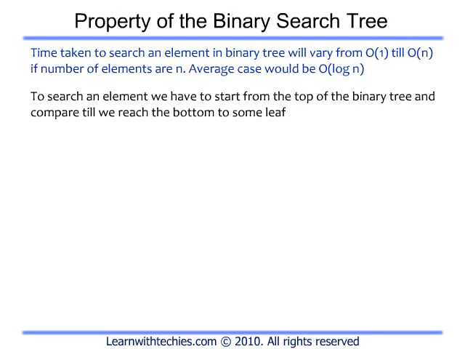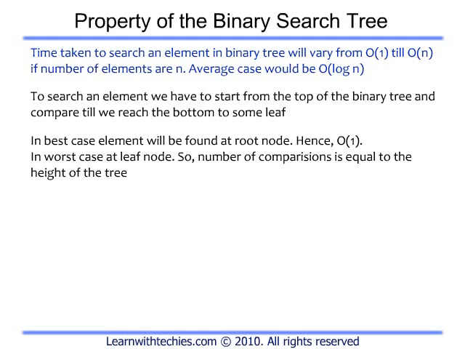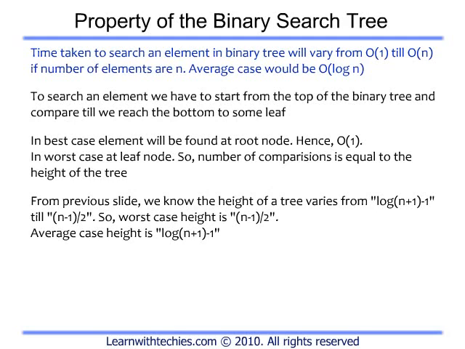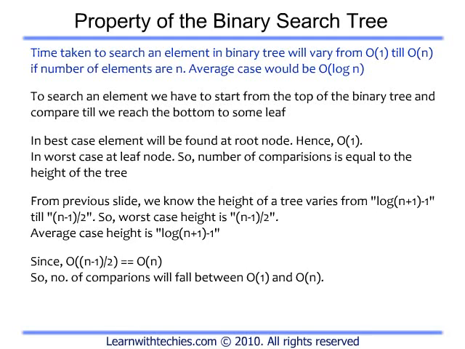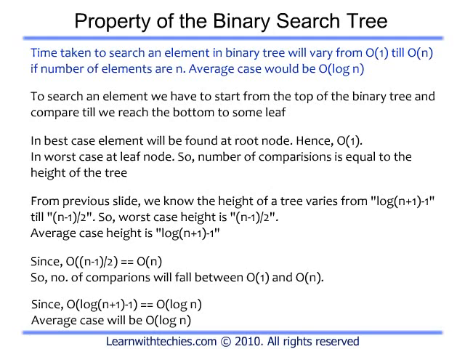That means, in best case element is the root node, hence O of 1. And in worst case element is one level before the leaf node. So, in worst case search will cover entire height of the tree. From previous slides, we know that in a binary tree, height will always fall between log of n plus 1 minus 1, and n minus 1 divided by 2. A worst case tree will have height equal to number of nodes. Hence, worst case search will be O of n. So, number of comparisons will always fall between O of 1 and O of n.